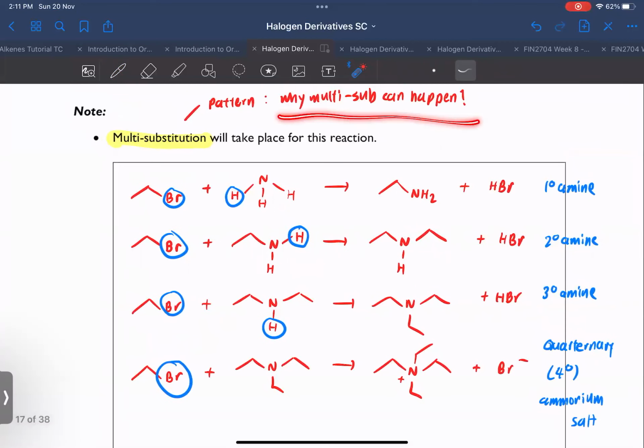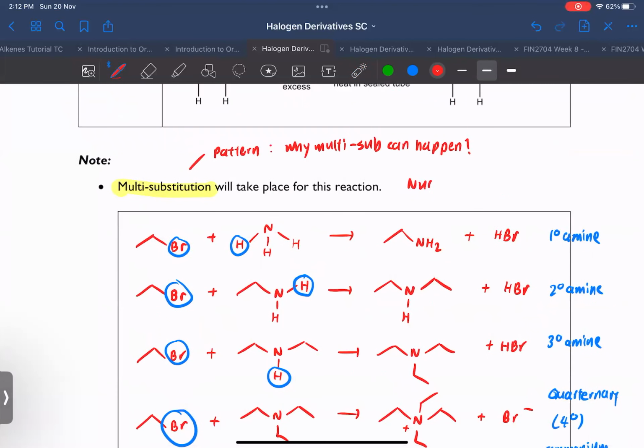Why does the nucleophilic substitution happen? As long as you have what? It's not H. It's not Br. As long as there is a nucleophile. Good. Okay, so let's go into more detail. This is called nucleophilic substitution.